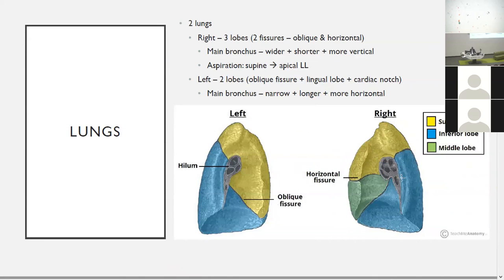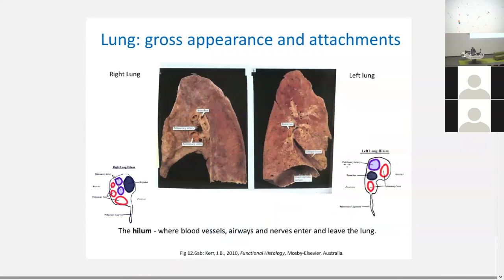You might get a question like: patient is supine in hospital, they aspirate, where would you likely find the aspirated content? That's about it. Any questions? Anything that's not clear? Anything you want me to go through in depth? No, just move on.